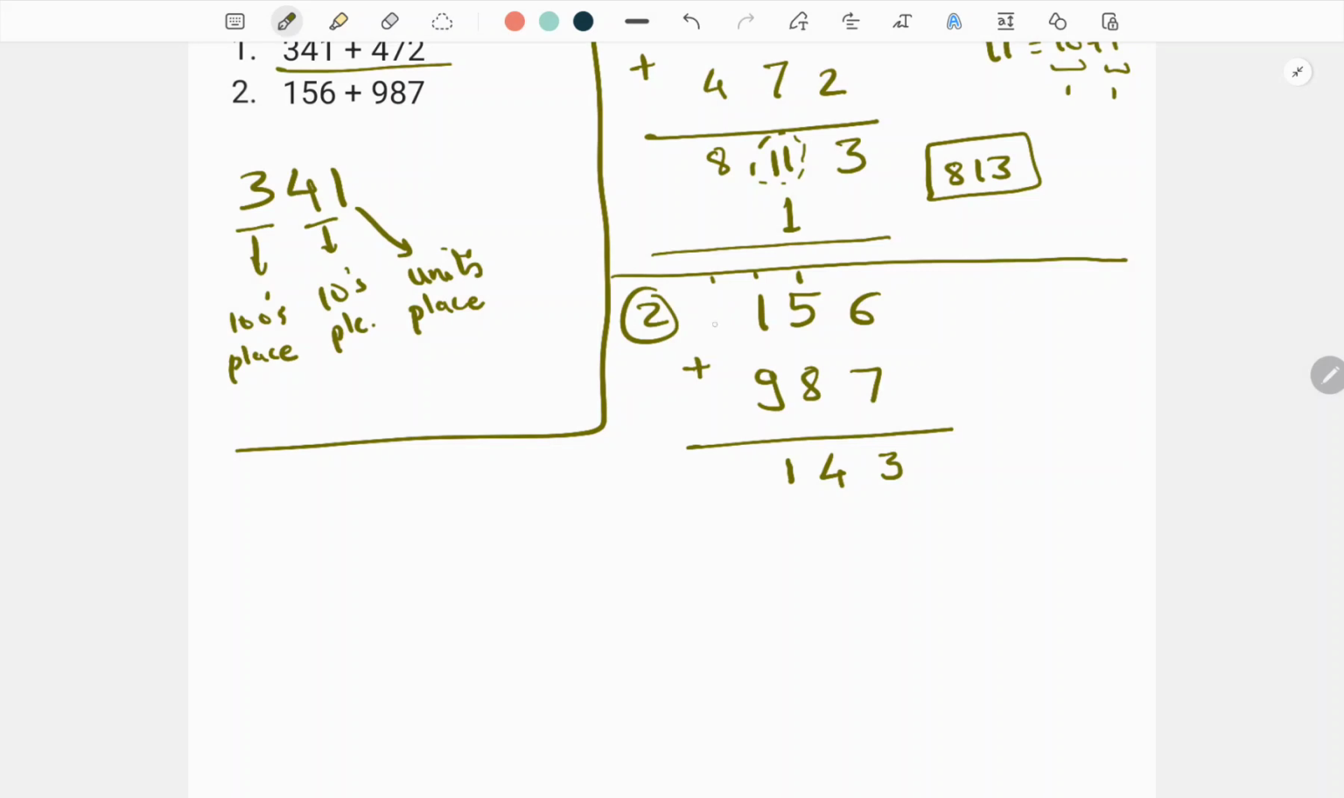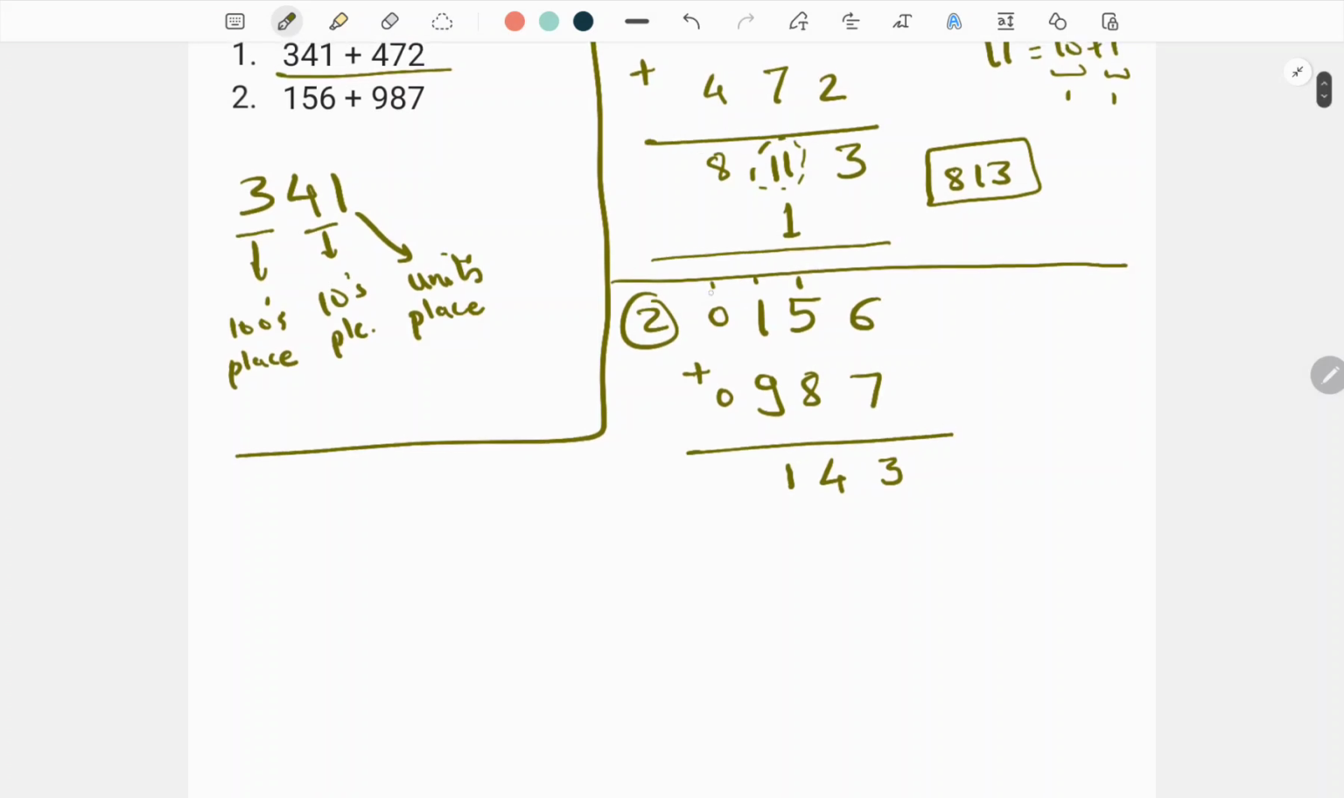Now there is no thousands place here. So conceptually, in my mind, I just assume that there is a 0 in the thousands place. There is no need to explicitly write it, but in our mind we know what it is. So this 1 plus 0 plus 0 is just 1. So the answer is 1143. So that's how we do the addition.